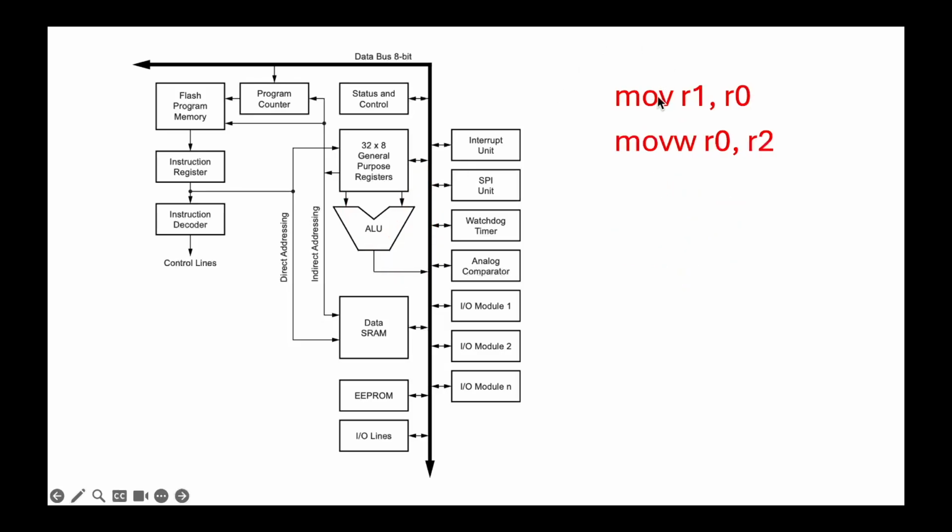We also have data transfer instructions like move, which moves some data in R0 to R1. Move could only be executed among registers. You cannot move from a data location to a register. The move word instruction would move the contents of R2 and R3 to R0 and R1.